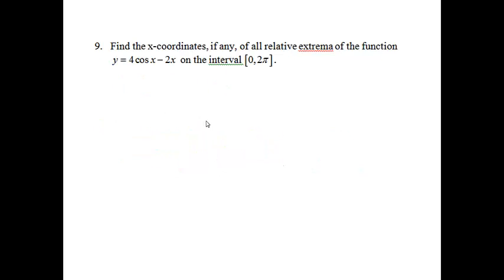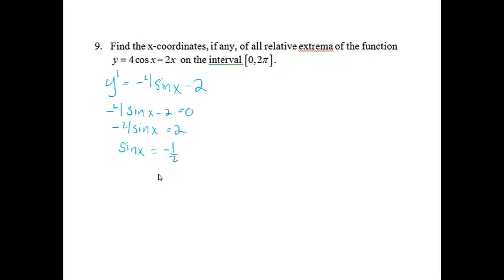All right, next problem, number 9. Find the x-coordinates, if any, of all relative extrema of the function y equals 4 cosine x minus 2x on the interval 0 to 2 pi. Alrighty, so first of all, to get relative extrema, I know I need to get a critical number, so I'm going to take the derivative. The derivative of 4 cosine x would be negative 4 sine x and then the derivative of minus 2x is minus 2. From here, I'll set that equal to 0. I'm going to add 2 to both sides, and then I'll divide by negative 4, so I'll get sine x is equal to negative 1/2.